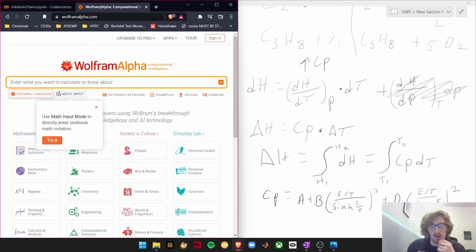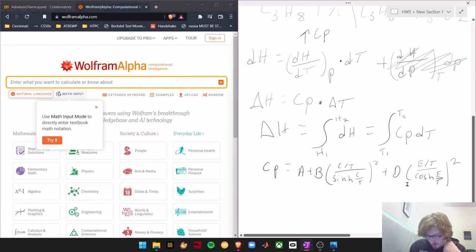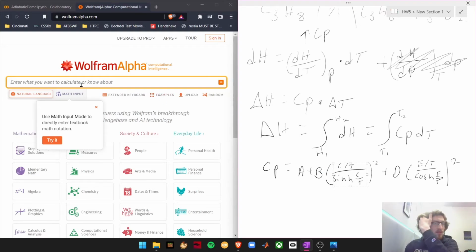So we want to integrate. We can do this one in our heads pretty easily. It's just going to be A times T. Then we have this term here, which we can also do in our heads, and really we only have to integrate this term and this term, because they're multiplied by a constant. We can move the constant outside. That'll clean things up quite a bit.